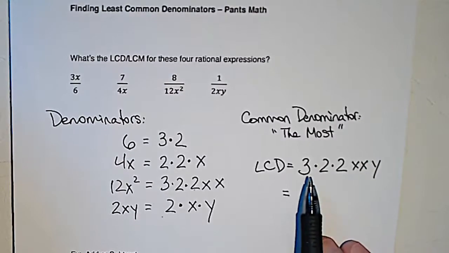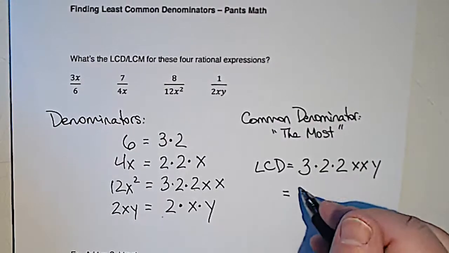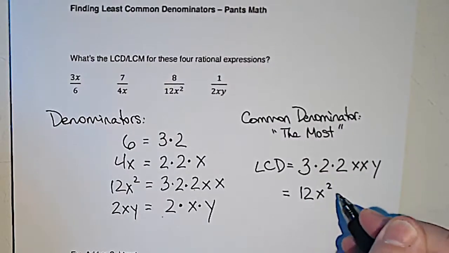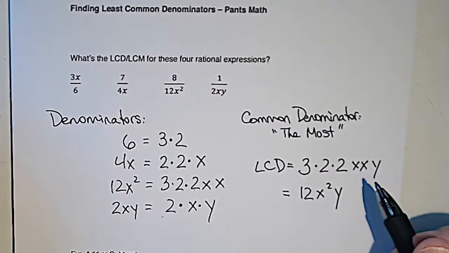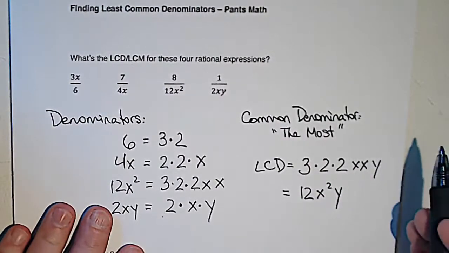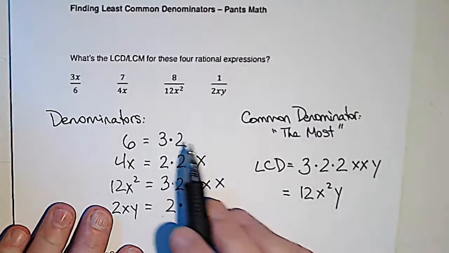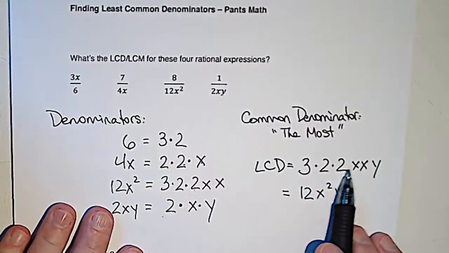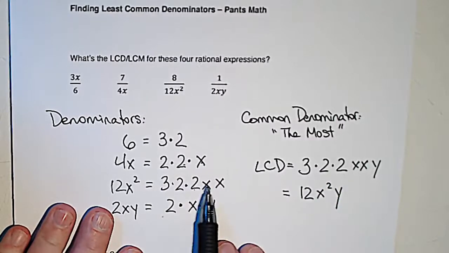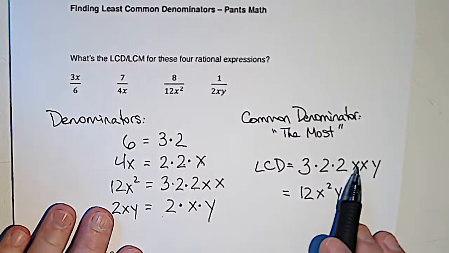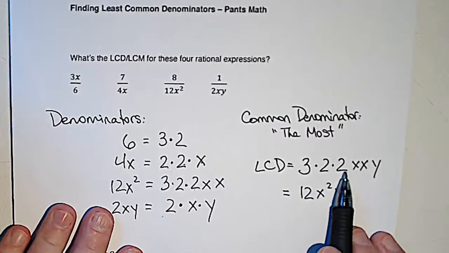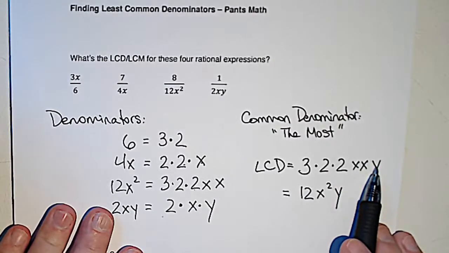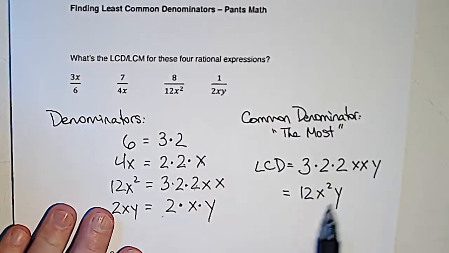Okay. 3 times 2 times 2 is 12. X squared y. Now here's the thing. You can always double check your common denominator. Do I see a 3 and a 2? I see a 3 and a 2. We're golden. 2 2x, 2 2x, 3 2 2xx, 3 2 2xx, 2xy, 2xy. They don't have to be next to each other because it's multiplication. All of these exist in here.